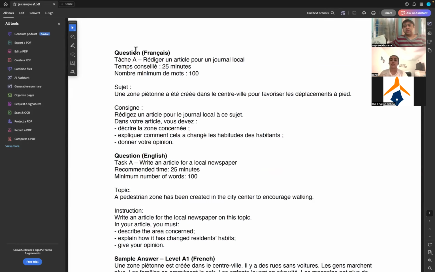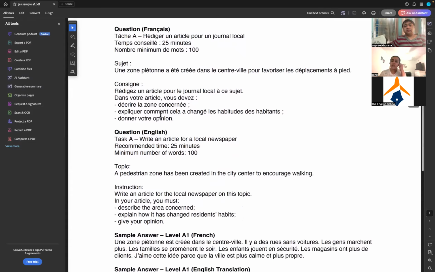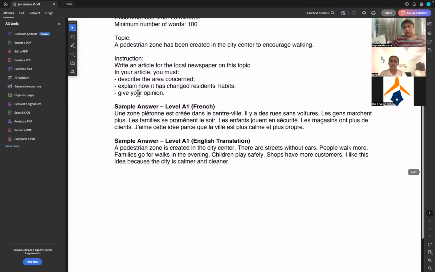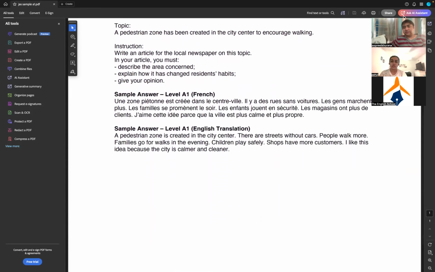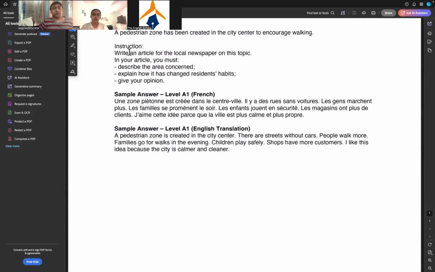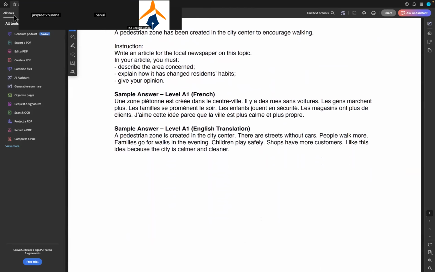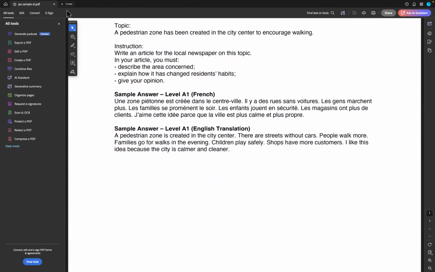So this is about the question, the subject, and the instructions. I have given you the English translation as well here. Now coming down to the sample answer. You know that you are going to target the TEF exam and you wish to get at least B1 level, so I will start writing from level A1 so that it becomes easier for you to step up. So let me start with the sample answer, level A1.